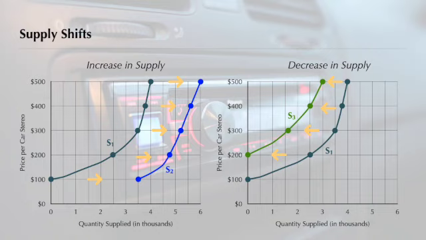This graph shows movement of the entire S1 supply curve. If the determinants of supply cause an increase in the supply of car stereos, the entire curve shifts to the right. Similarly, if the supply determinants cause a decrease in supply, the entire curve shifts to the left. A shift to either the S2 or S3 curve means that a different quantity of car stereos is supplied at each and every price.